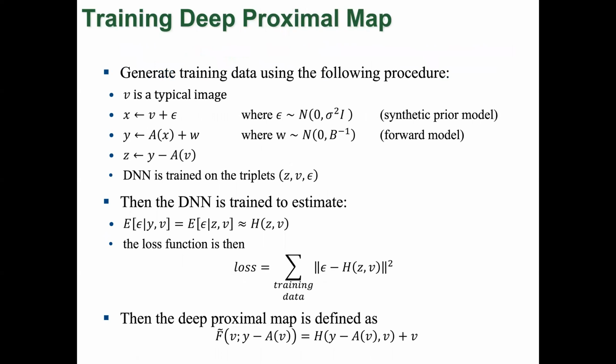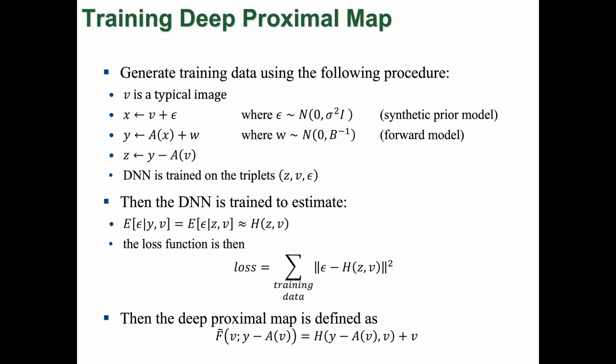We generate training data of the proximal map as follows. We take a typical input image v, and we generate x by assuming a synthetic prior model where x equals v plus epsilon, where epsilon is added white Gaussian noise with variance sigma squared. We then throw x into our forward model and get the observation data y.